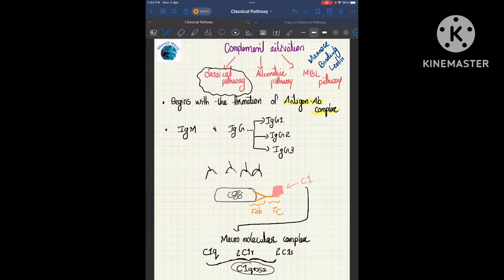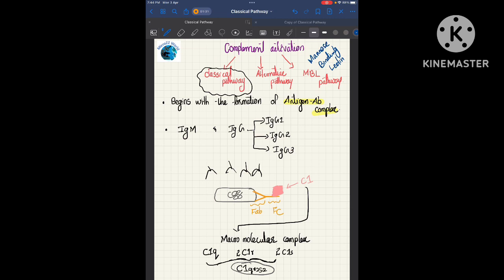Before that, in yesterday's class we discussed in detail the complement system and complement factors. Briefly, I can recollect that complements are soluble factors. They circulate in an inactive or zymogenic form in our sera. Whenever an antigen enters our body, complement can be activated via three pathways: classical pathway, alternative pathway, and MBL pathway.